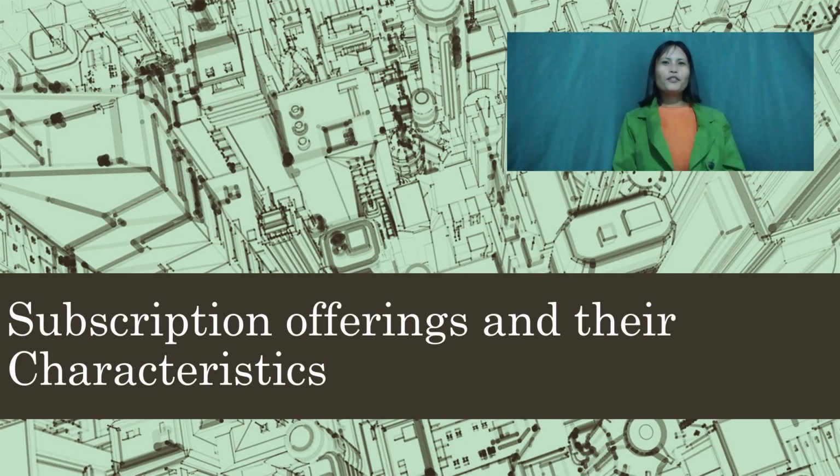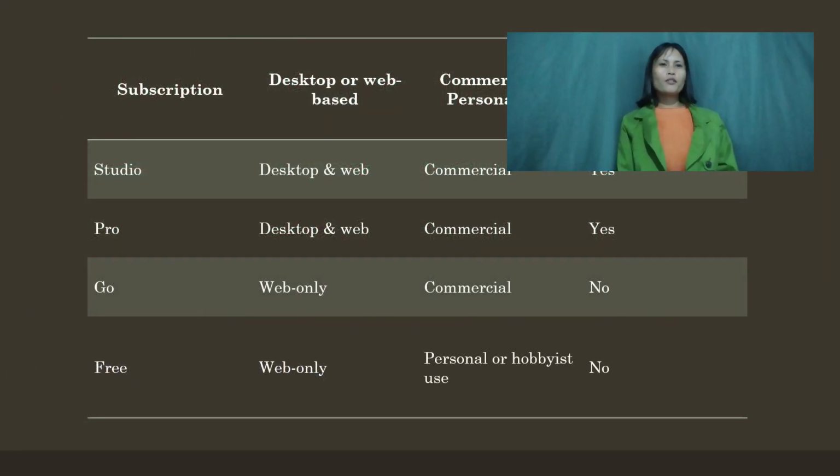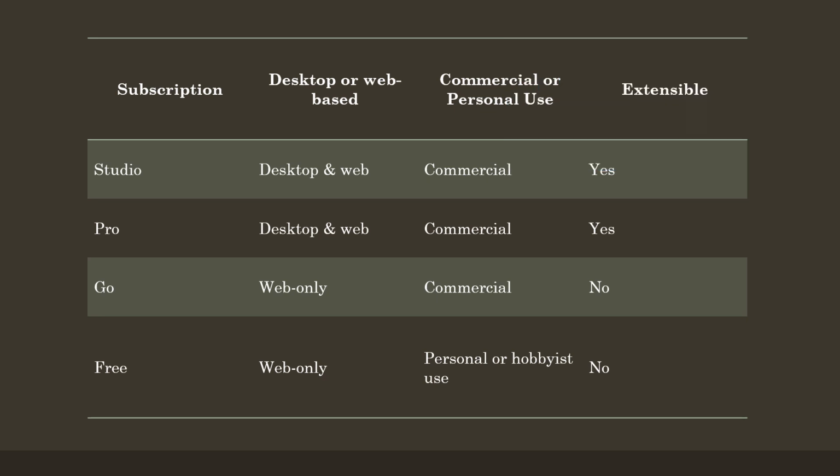And these are the different versions of SketchUp. Free and Go versions are web only, and the Pro and Studio versions are for desktop and web. For commercial and personal use, the free version is for personal and hobbyist use only, and Go, Pro, and Studio versions are for commercial use. Are they extensible? Free and Go versions are non-extensible, while Pro and Studio versions are extensible.